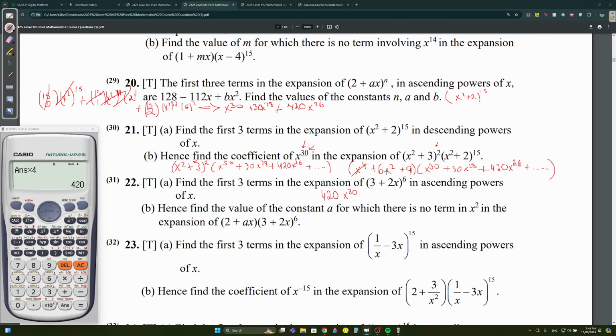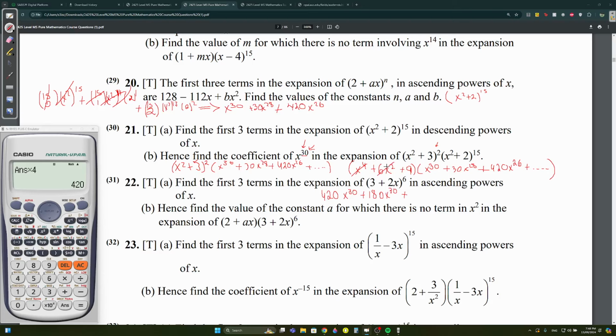From here, 6x squared. If I multiply by x to the power of 30, will I get 30? No, I'm going to get 32. How about times x to the power of 28? Will I get 30? Yes, I will, because 2 plus 28 is 30. So it's going to be plus 6 times 30, which is 180x to the power of 30.